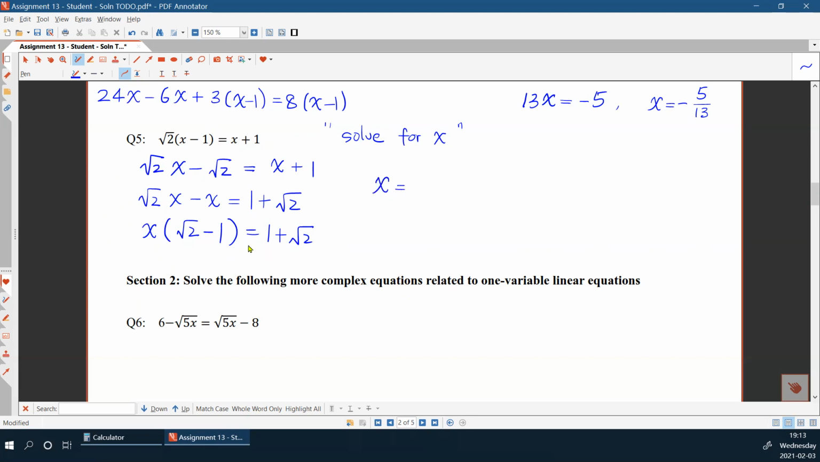Of course, we can divide both sides of the equation by square root 2 minus 1, right? So this is our final solution. But usually we need to simplify it, right? So in order to simplify it, all you need to do is to multiply by square root 2 plus 1 on both the denominator and numerator.